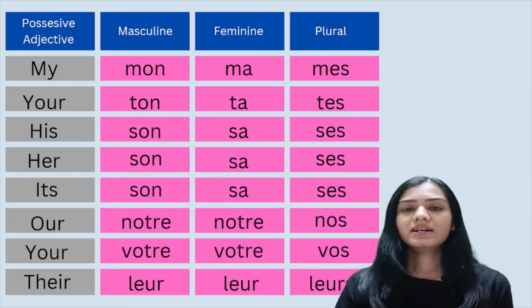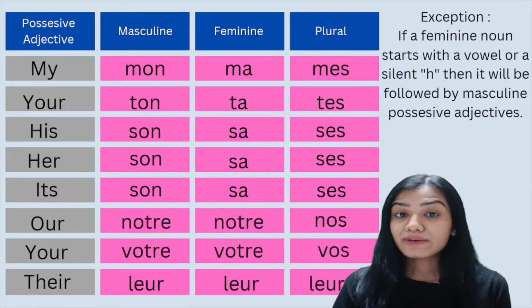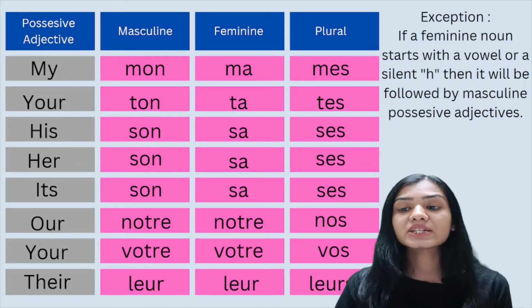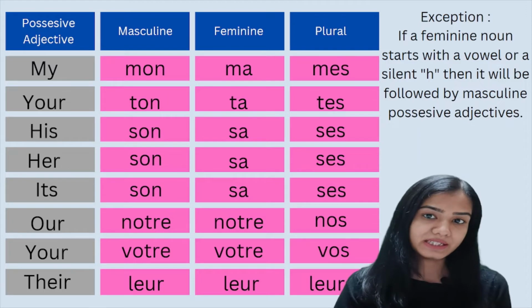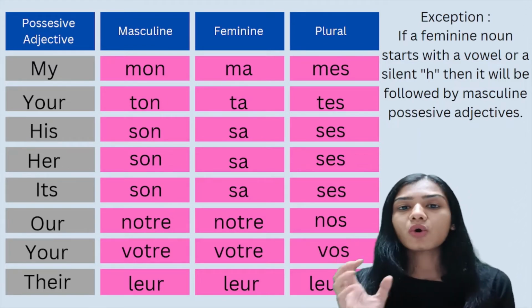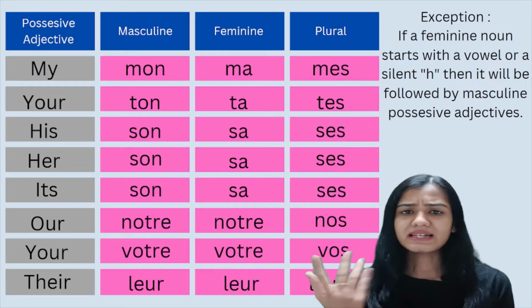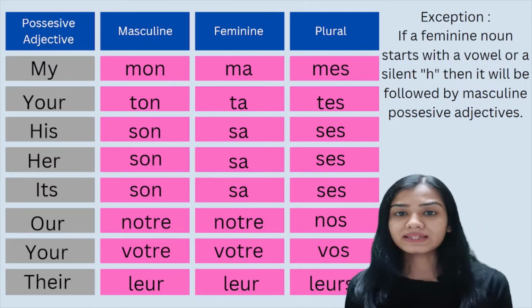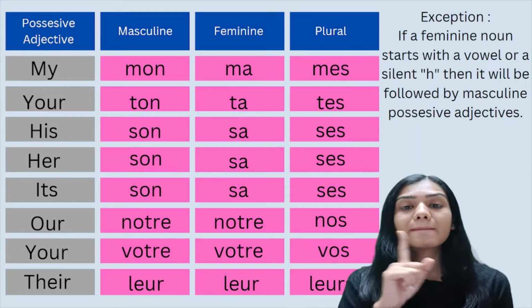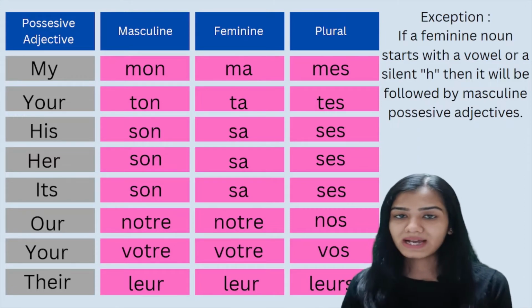All right? Okay. Now in this, we have an exception as well. If a feminine noun starts with a vowel or a silent H, then it will be followed by masculine possessive adjectives. So it really doesn't matter what is the gender of all the objects which are starting with a vowel. For example, ordinateur, école, hôpital, all these things. It really doesn't matter whether they are feminine or masculine. They are always going to be followed by masculine determinants. That is, mon, ton, son, notre, votre, and leur.